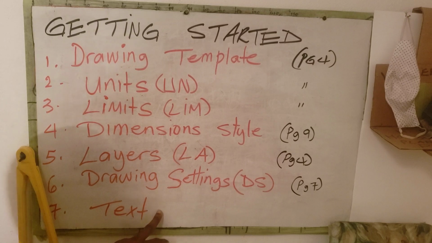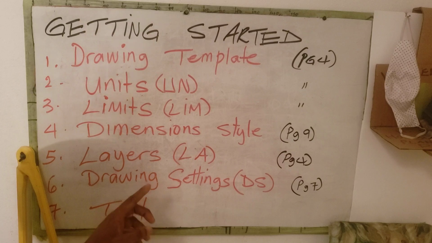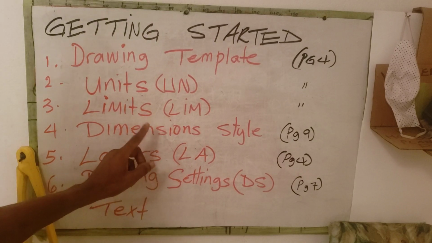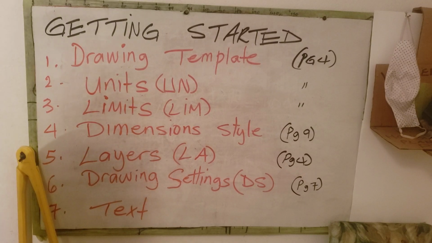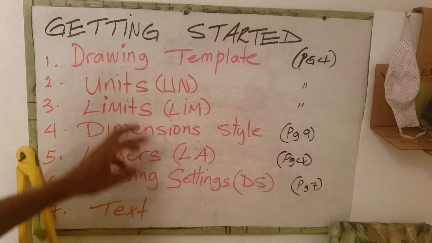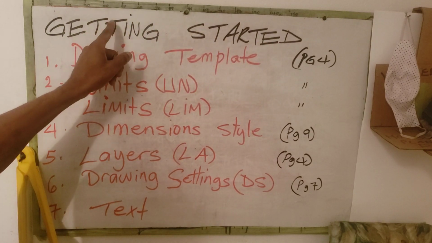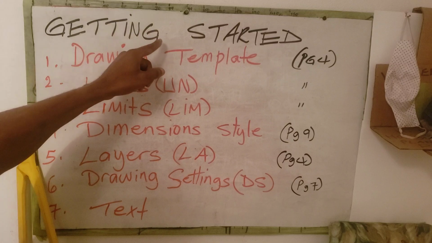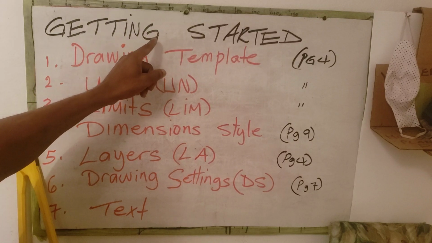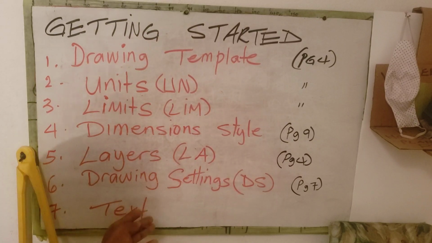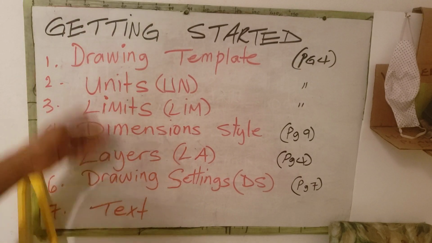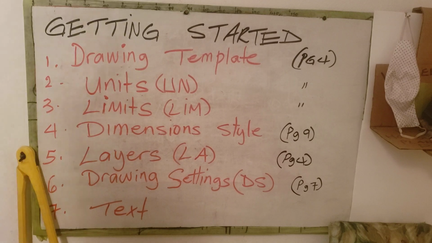The last one is our text. You want to set your text height at the same height that you set your dimension text height at. To set up your text, go up, look at the top of the screen, click on annotate. From there you see a little drop down box, click that, then choose your text height. And that's basically how you set up your drawing space.